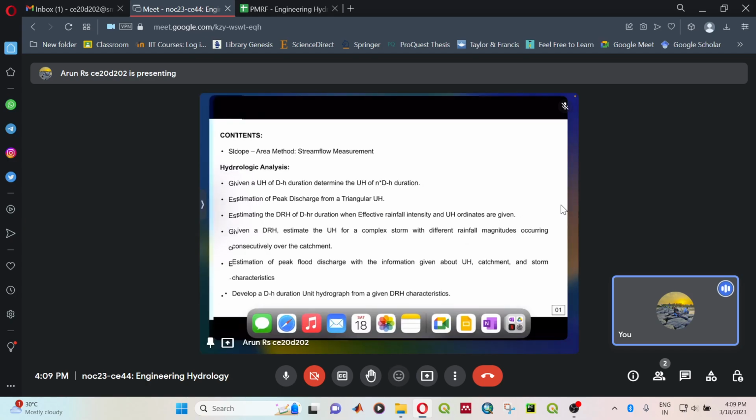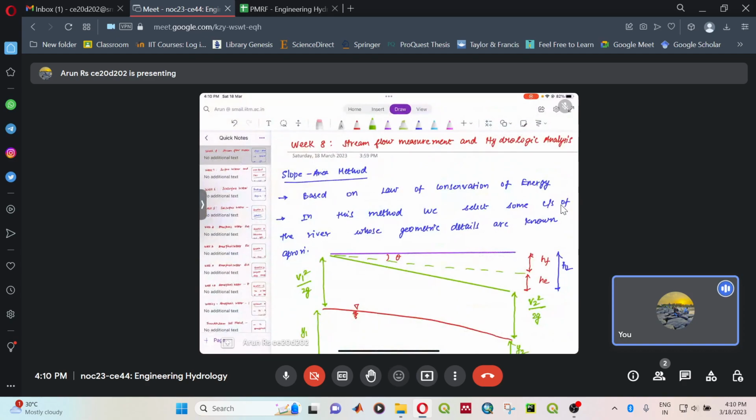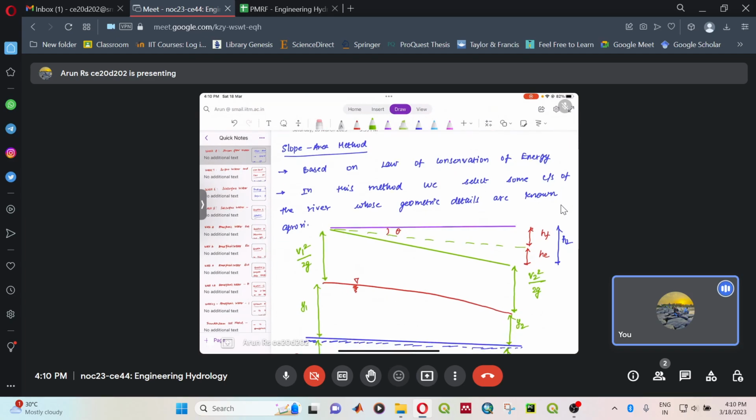So we'll move on to the theory of the slope area method. This slope area method is more related to the hydraulics part, but anyway, it's a part of the streamflow measurement. So we can just quickly go through and solve a numerical. The slope area method is based on the law of conservation of energy, and in this method, we select some cross section across the river, and this cross section geometry we already know beforehand.